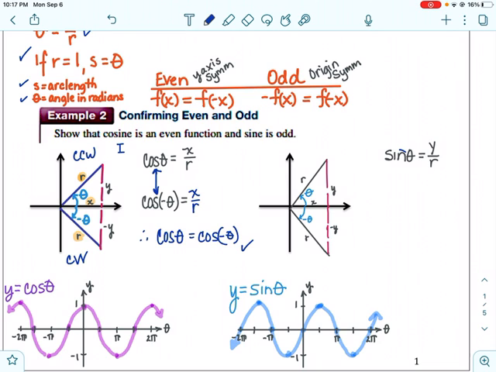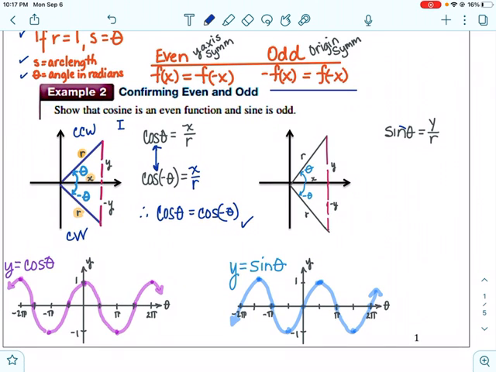If it's an odd function, then we have the relationship here that negative f of x is equal to f of negative x, so that odd functions have origin symmetry. So we just want to prove that with sine. So in this case, I want negative sine theta. In that case, negative sine theta would be the negative of y over r.